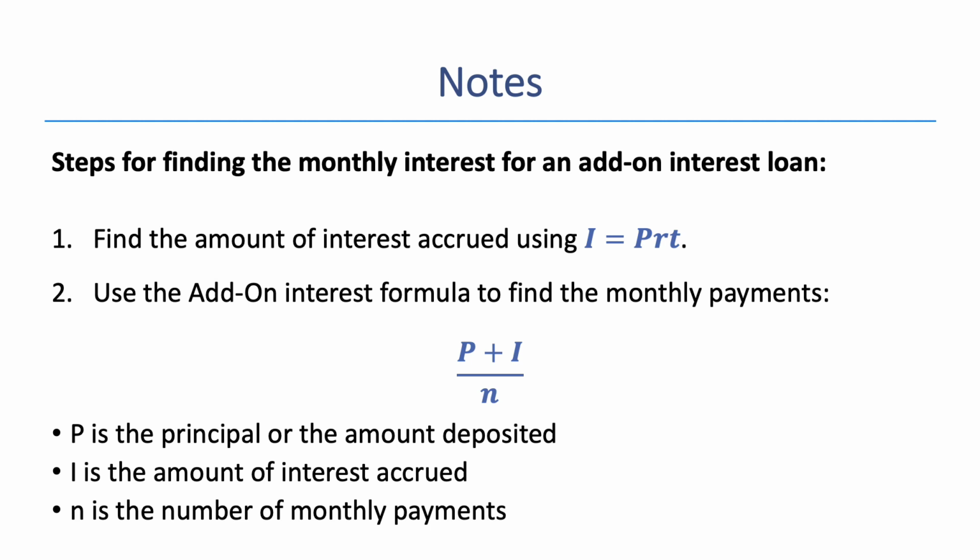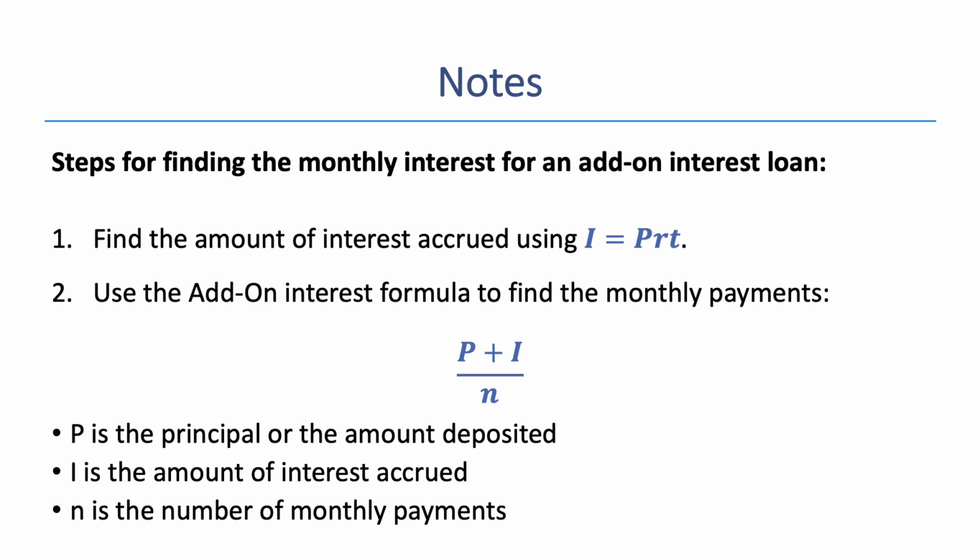The first step is to find the amount of interest accrued using I equals P times R times T, or I equals the principal times the rate times the time in years. This will give us the amount of interest that we accrued on our loan.